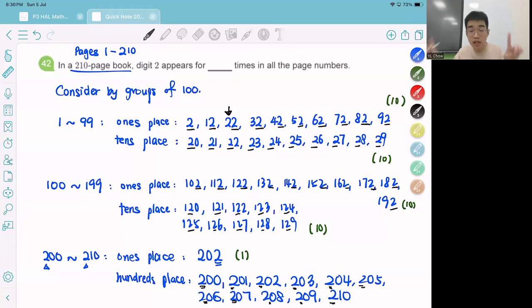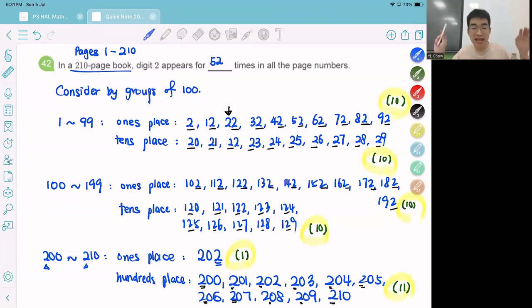How many numbers are there? Don't say it's 10. From 200 to 210, there are actually 11 numbers, so 11 times. You can count, or you can just use the formula 210 minus 200 plus 1. Now we have listed and counted all the occurrences of 2 in this range. If you add them up, you will get 52 as your answer.